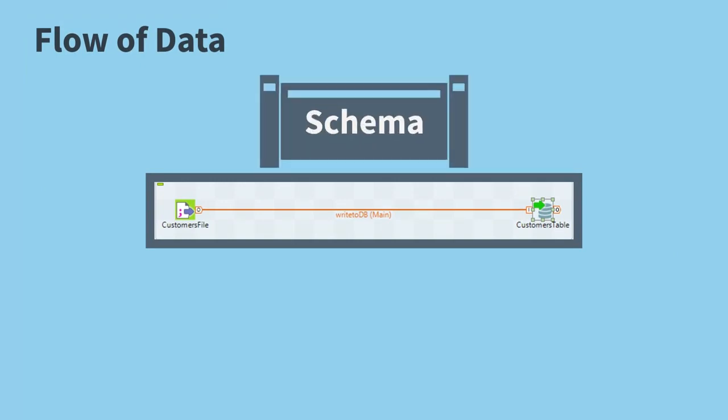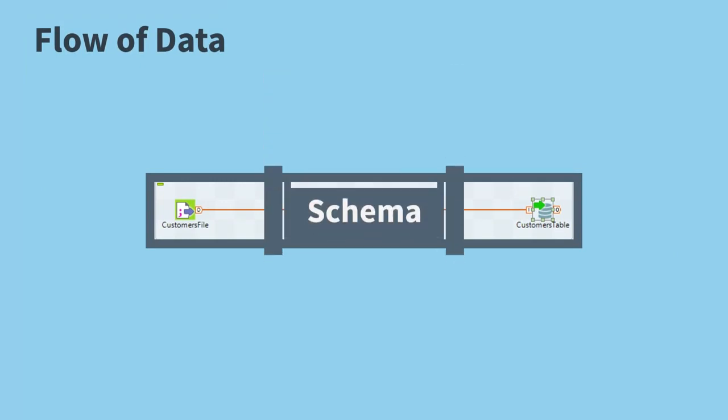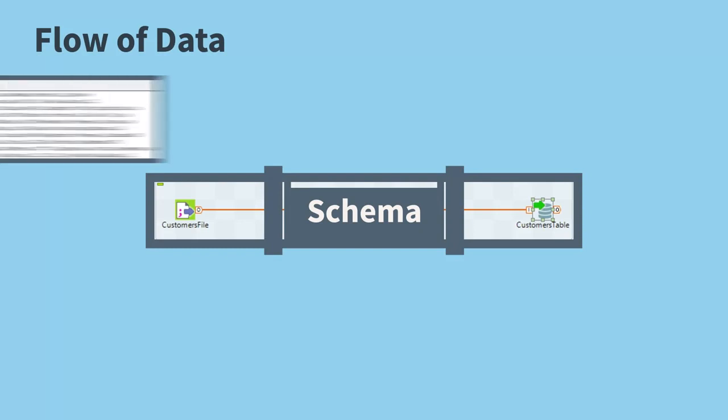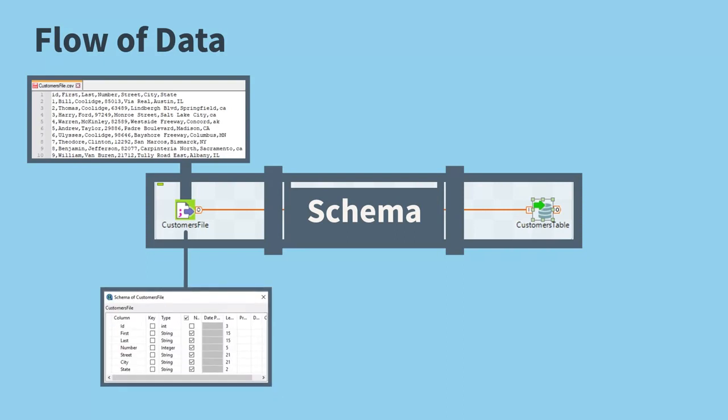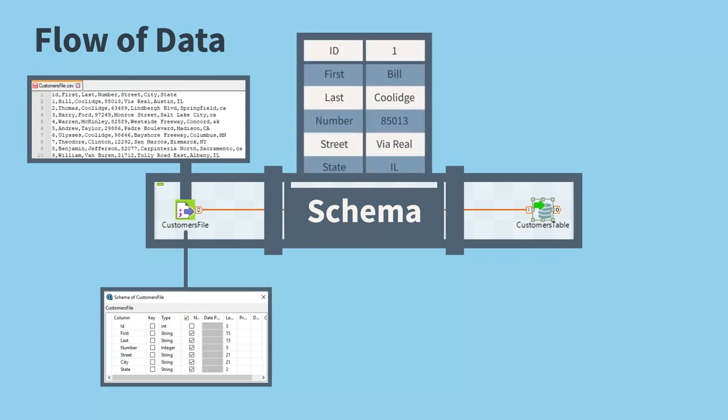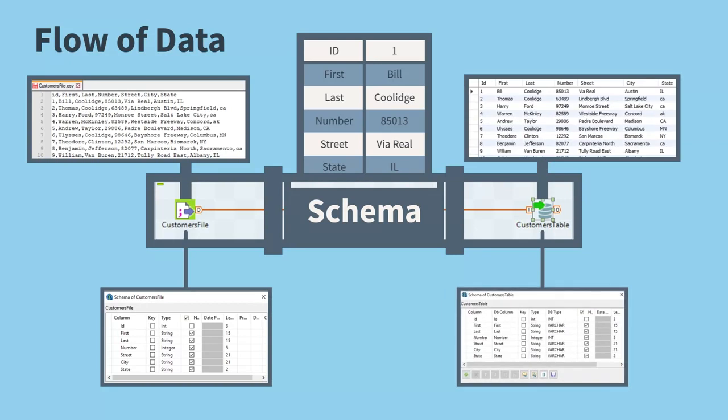When data will be processed by a data flow component, you must specify a corresponding schema. Here, we can see a CSV file processed by a tFileInputDelimited component named customers file. The schema created for customers file matches the data structure within the CSV file. The data then flows to a tDBOutput component that uses a schema which corresponds to the columns of the destination database table called customers table.